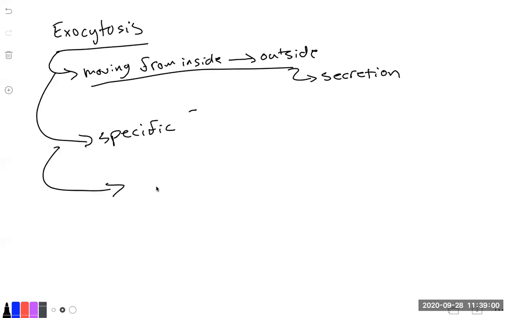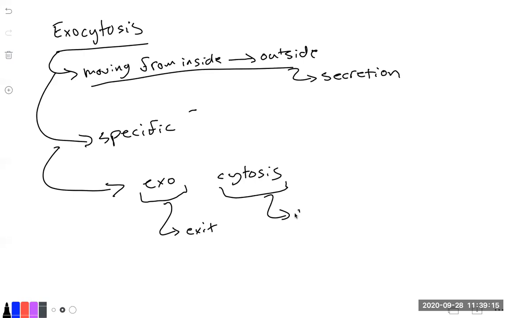And like I always like to do with processes, let's break down the word into its prefix and suffix. Exo is Latin for exit, and cytosis, as we have talked about before, is in reference to the cell. So substances are exiting the cell. And that's a great way to remember exocytosis once we talk about the mechanism.